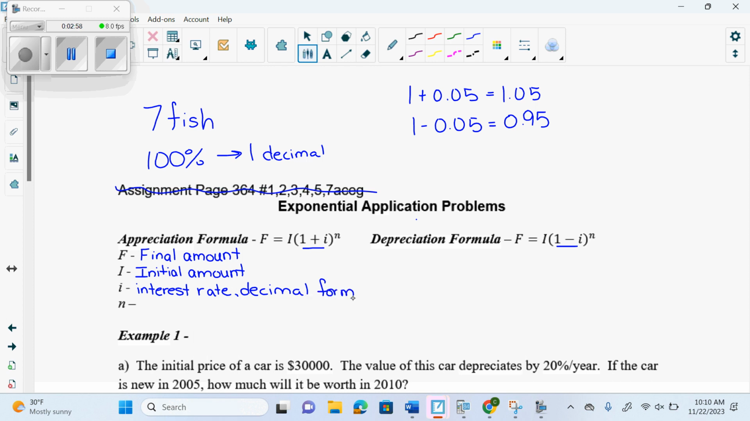What do you suspect n might be? Sorry? Yeah, number of time. Yeah, so this one's always number of years. Does it have to be years, or could it ever be something else? We deal with years for these formulas.